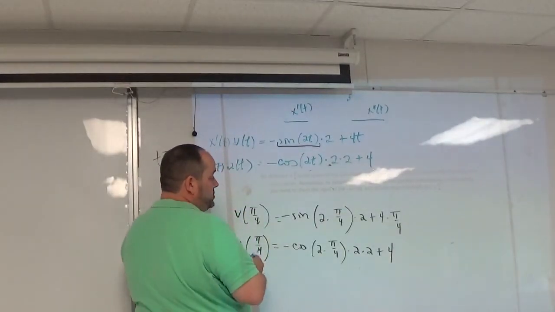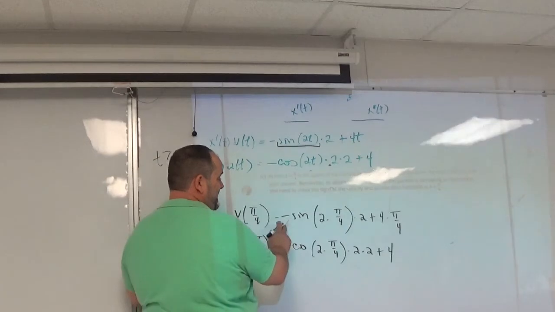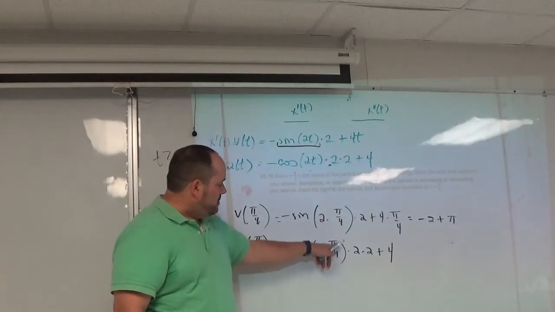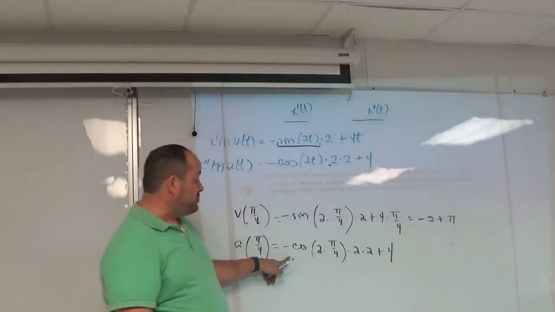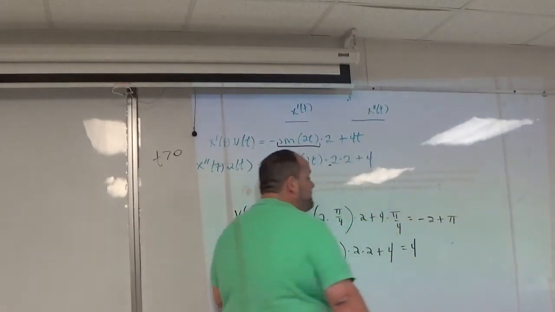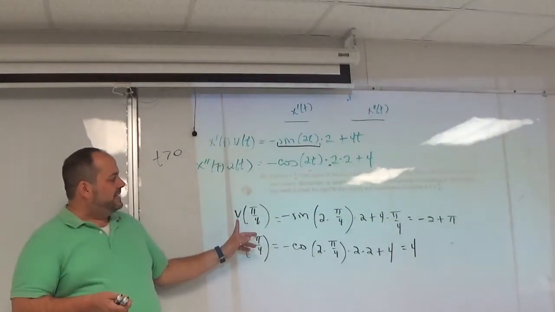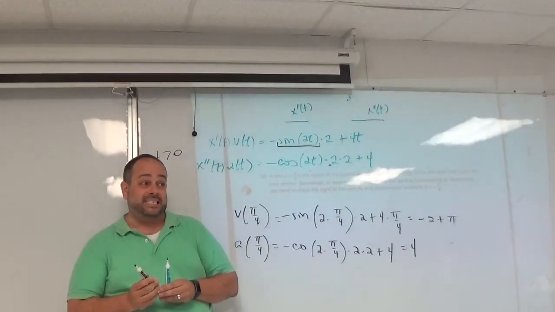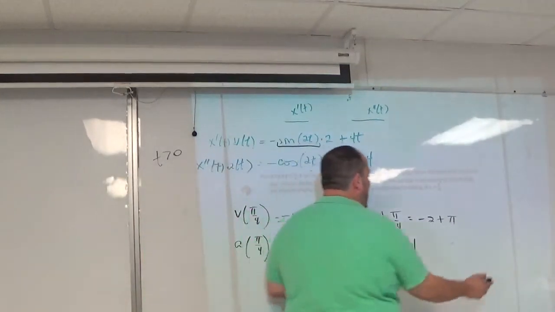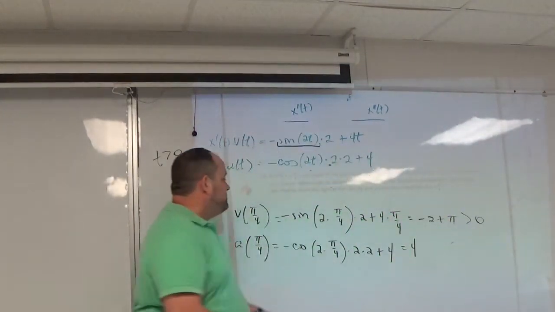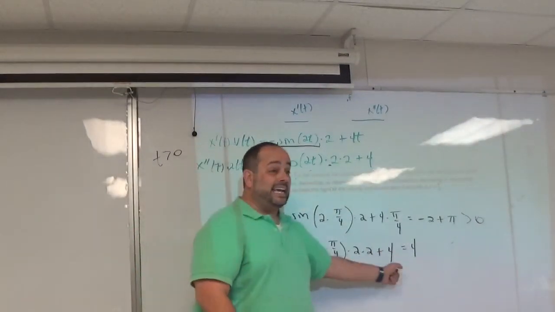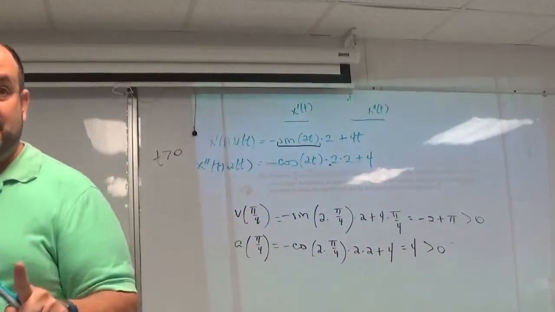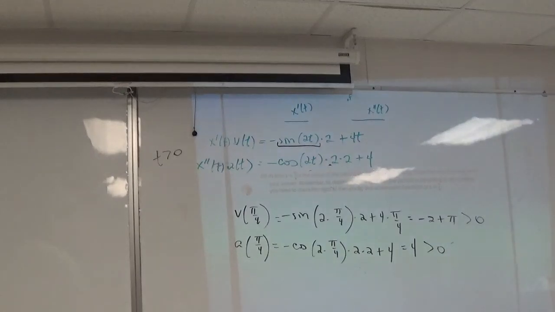2 times pi over 4 is pi over 2. Negative sine of pi over 2 is negative 2 plus pi. Cosine of pi over 2 is 0, and we're going to get 4. The velocity is negative 2 plus pi. Positive or negative? Positive, because pi is 3 and some change. Velocity is positive. Acceleration is positive. So the speed is increasing at t equals pi over 4. Nice job, guys.